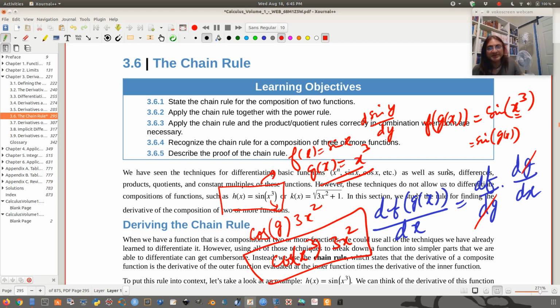So the chain rule basically says that if you have sine of g of x, where g of x is x cubed, then df over dx is df over dg times dg over dx. df over dg means, because it's sine of g, the derivative of sine of g with respect to g is cos of g. So df over dg becomes cos of g times dg over dx. That's simple because g of x is x cubed, so the derivative of x cubed with respect to x is 3x squared. So that's the chain rule.